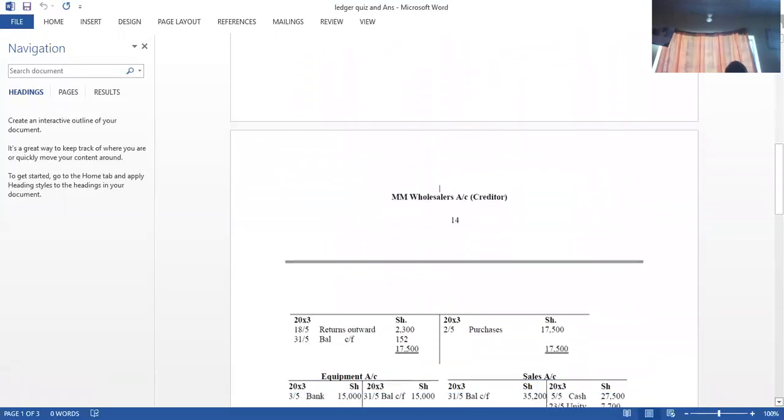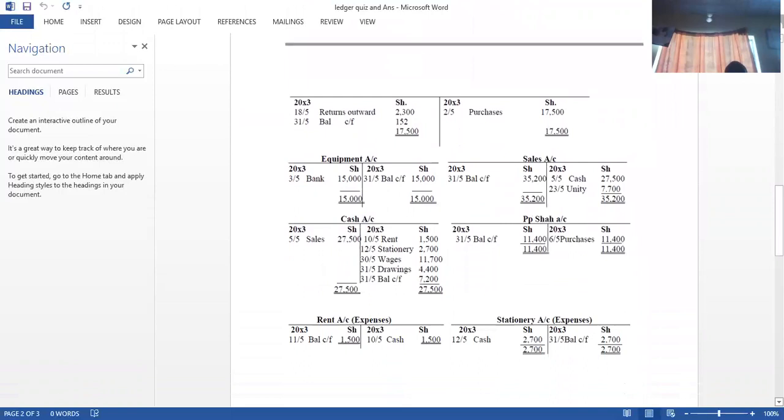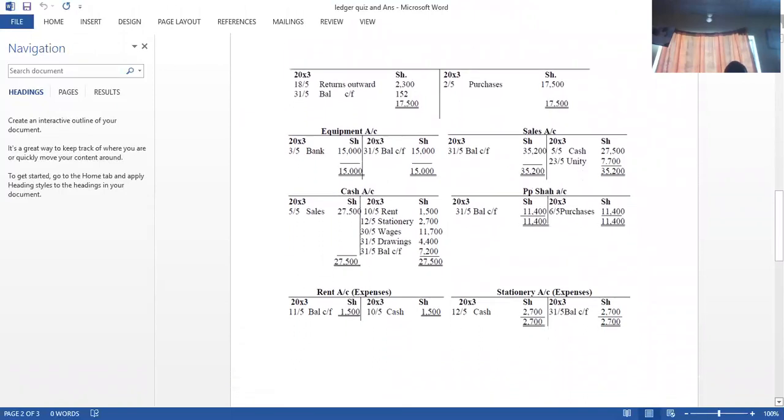So the two accounts that are going to be affected here are the stationery, which is actually an expense. Anytime an expense is paid, that's why you have it here on the debit side, paid by cash, 2,700. And then when you go to the cash, it is going to be on the credit side because cash is reducing, which is actually amounting to 2,700.